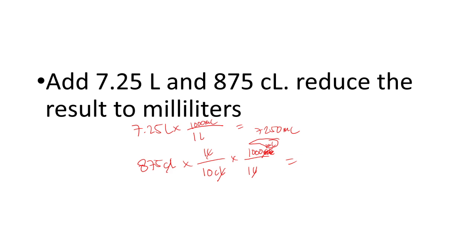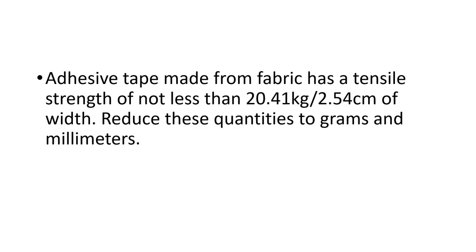875 divided by 10 times 1000. You have 87,500 ml. Okay, simply add them together. You have 16,000 milliliters. Yep, double checked in the calculator.